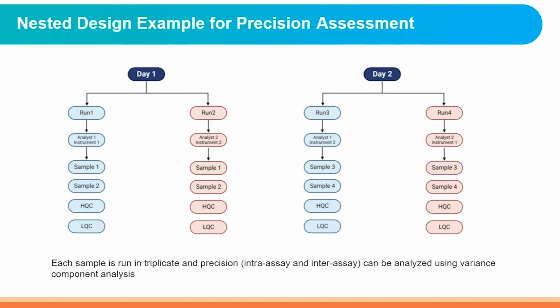Here is one example of a nested design for precision assessment, where 4 spiking samples and 2 levels of QC are tested on different days by a combination of different analysts and instruments. Each sample is run in triplicate, and the precision can be analyzed using variance components analysis.